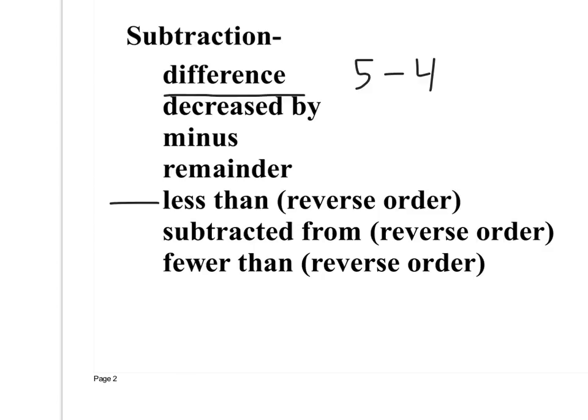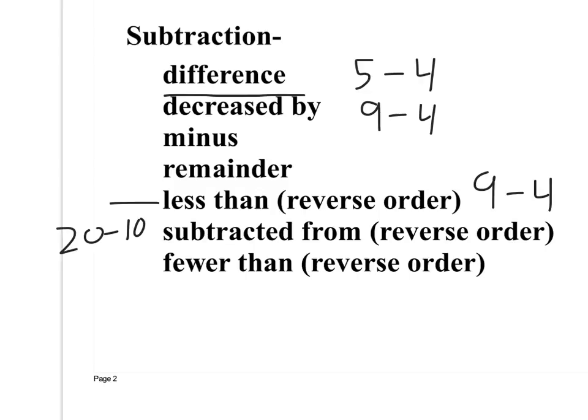But you see right there it says reverse order. What that means is how you read it is not how you're going to write it. For decreased by, it would say 9 decreased by 4, so I'd write 9 minus 4. But for less than, if I read 4 is less than 9, I write it as 9 minus 4. I have to switch the order of it. That's what reverse order stands for. If I saw 10 is subtracted from 20, I'd write 20 minus 10. Does everybody see what that means?